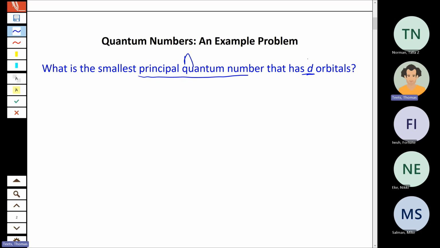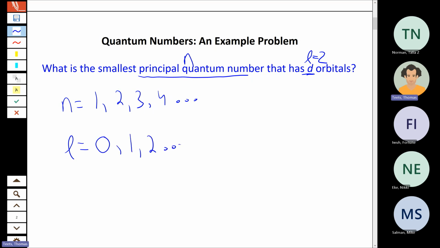For d orbitals, that's our l value, and that corresponds to l equals 2. s is l equals 0, p is l equals 1, d is l equals 2. So we're looking for the smallest value of n in which l could be 2. Recall that n can have any positive integer value: 1, 2, 3, 4, and so on. But the value of l is limited by the value of n. l starts at 0 and goes up by integers, but the maximum value of l is n minus 1.